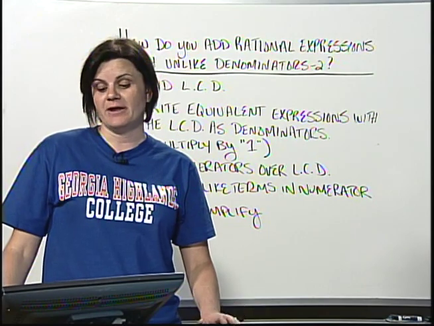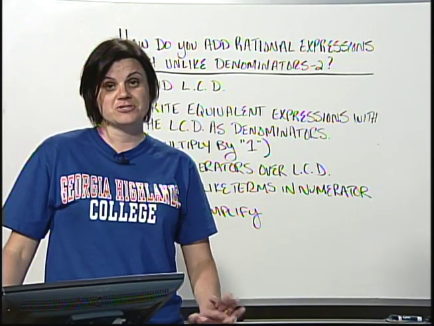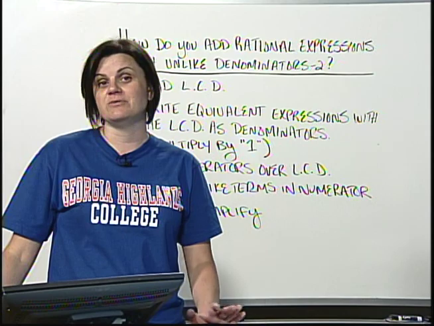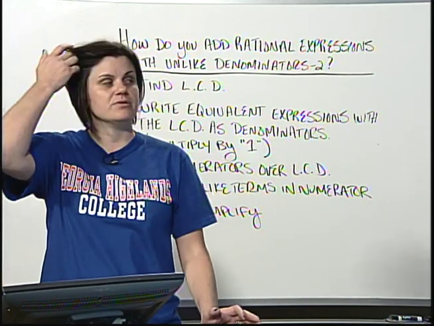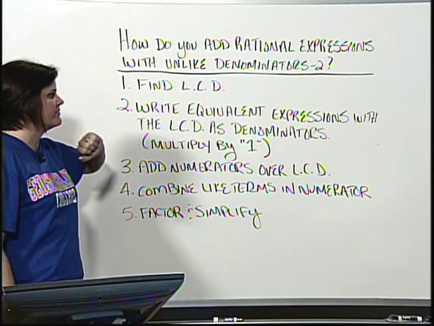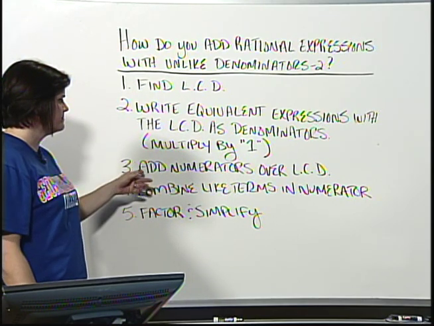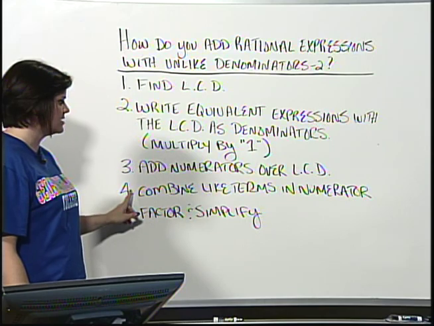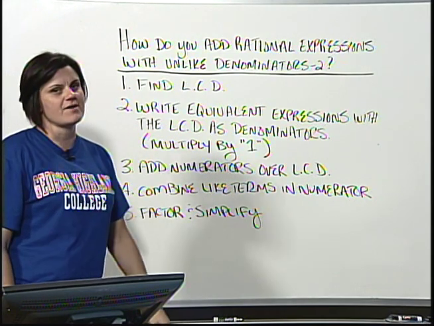I hope that this has been helpful for you. It's certainly an intricate process, so you need to be very careful as you walk through these steps. But just to recap, you're going to find an LCD, write equivalent expressions by multiplying by 1, add numerators over the LCD, combine like terms, factor and simplify.